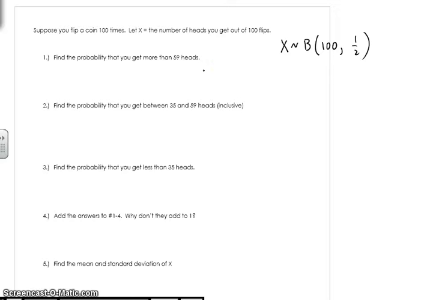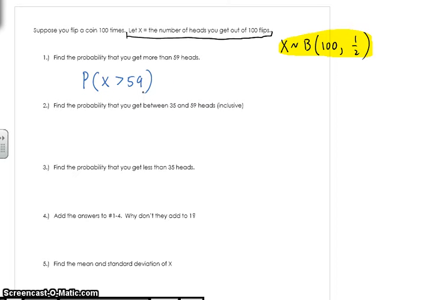So the first one says find the probability that you get more than 59 heads. So one thing is, how do you communicate your solution if it's not satisfactory to just write down what you put in the calculator? Well, the first thing you're going to do is define the random variable, which is done right here. It says x is the number of heads you get out of 100 flips. If you're going to use x and it's not defined, you should define it. And then the next thing we're going to do is say that x is binomial. Then we're going to write down the probability that we're asked to find: the probability you get more than 59 heads. So that's the probability that x is greater than 59.